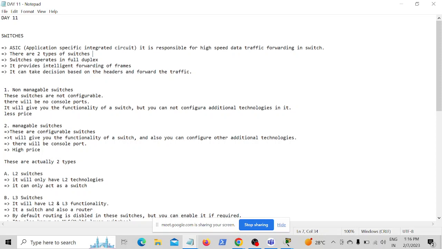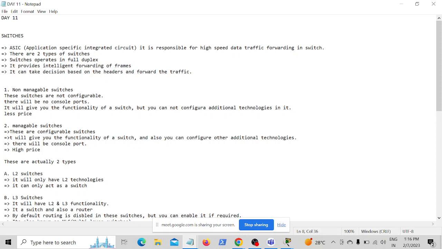Then switches operate in full duplex. In case of hubs, they operate in half duplex. Full duplex means two-way communication which is taking place simultaneously. So that is full duplex. And switches provide intelligent forwarding of frames.